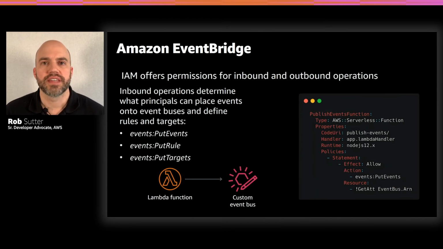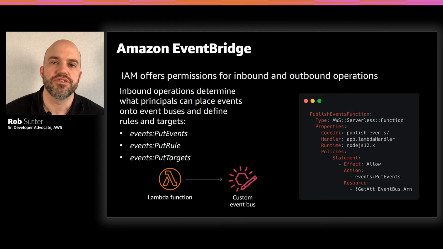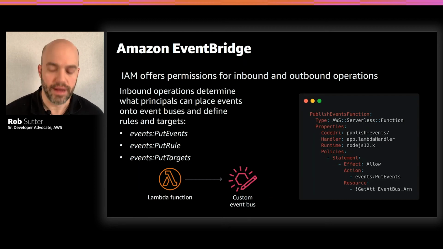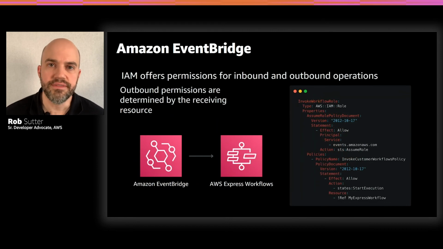Another commonly used service is Amazon EventBridge, which serves as an event-driven backbone for your serverless application. It offers permissions for inbound and outbound operations, similar to the Lambda permissions that we discussed. Inbound operations determine what resources can place events or rules onto the bus. Outbound operations determine what your EventBridge event bus can invoke. For example, can it initiate a Step Functions workflow, or can it invoke a Lambda function? Now, outbound permissions are determined by the receiving resource.